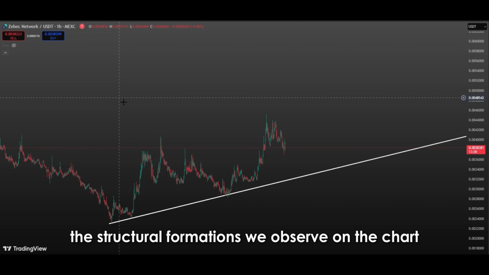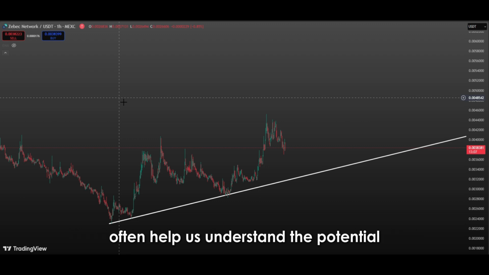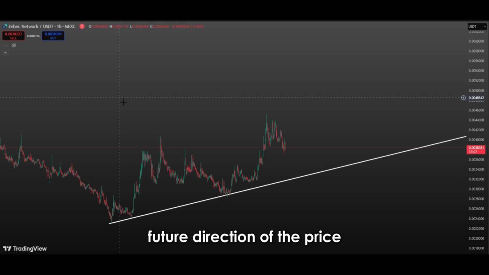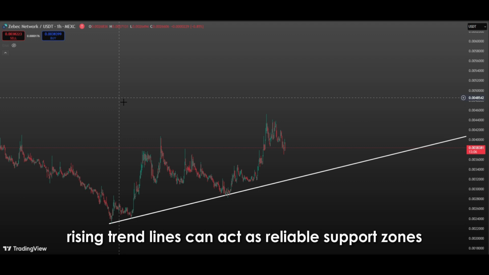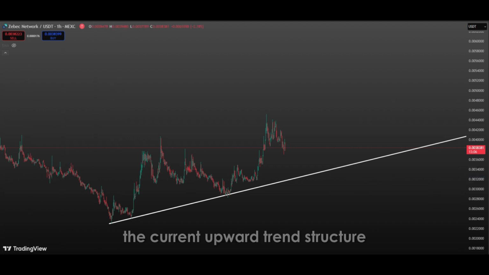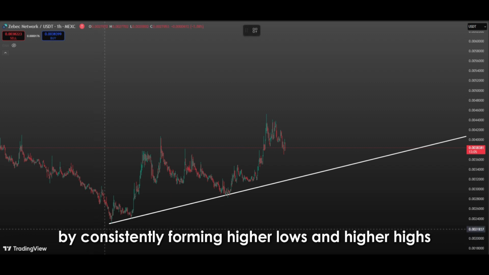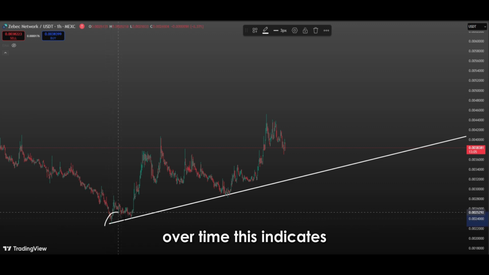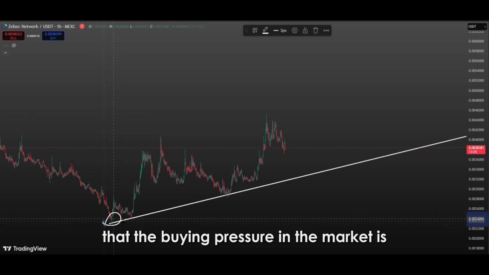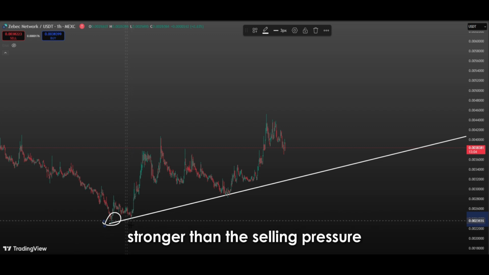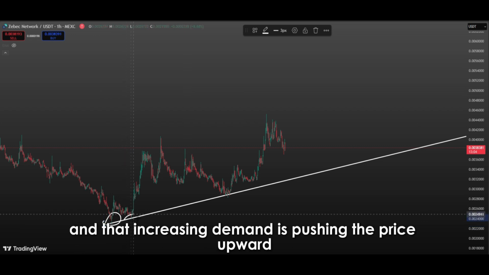The structural formations we observe on the chart often help us understand the potential future direction of the price, and especially rising trend lines can act as reliable support zones in technical analysis. The current upward trend structure clearly shows that the price is advancing by consistently forming higher lows and higher highs over time. This indicates that the buying pressure in the market is stronger than the selling pressure, and that increasing demand is pushing the price upward.